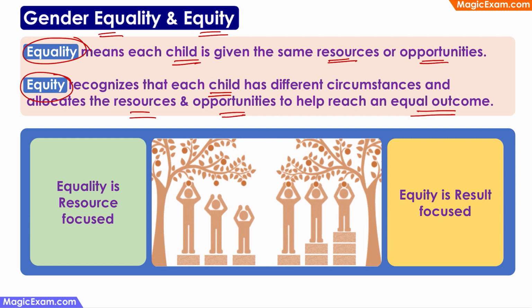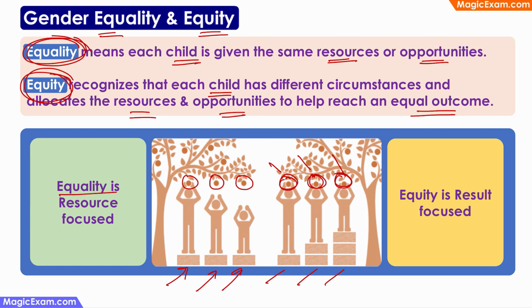For example, in gender equality, you are giving all children the same kind of facilities or resources, but it is not going to happen that they all reach the same result. Whereas if you focus on gender equity, you are more focused on making sure that all children reach the same result, and you are going to give them as many opportunities or as many resources as required to make sure that they reach these results.